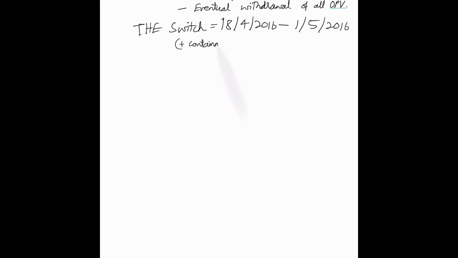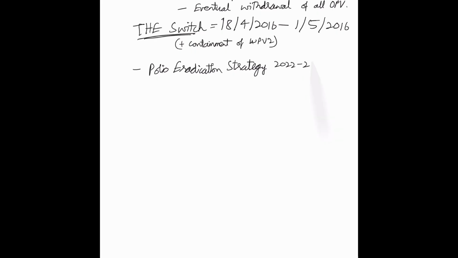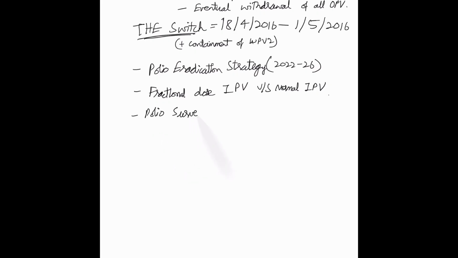And the steps involve introducing IPV and the switch from trivalent OPV to bivalent OPV, that's oral polio vaccine. IPV is inactivated polio vaccine, and the eventual withdrawal of all OPV. So the switch happened from 18th April to 1st May 2016, along with the containment of wild poliovirus 2, which developed resistance. Then the polio eradication strategy 2022 to 2026, and then the fractional dose IPV versus normal IPV. There's a table given, you can read that.